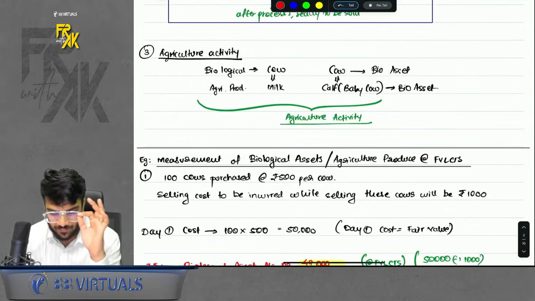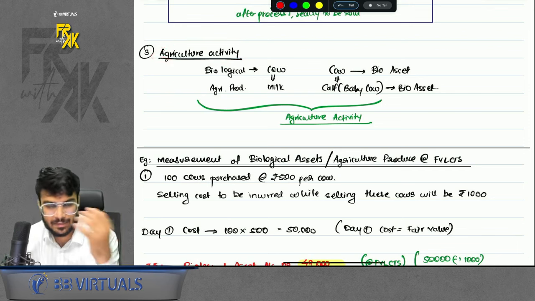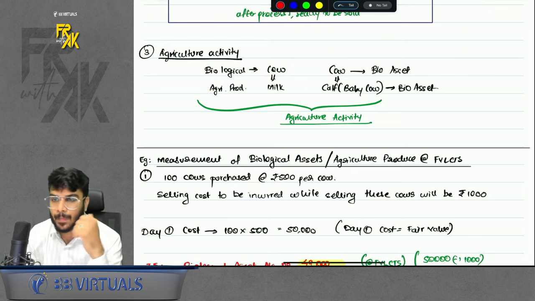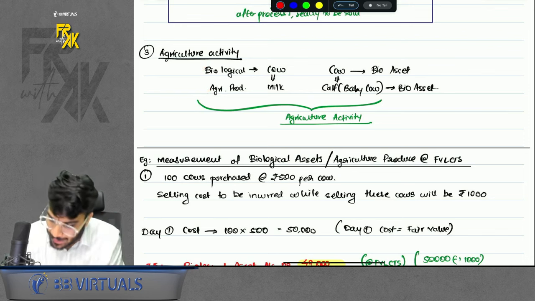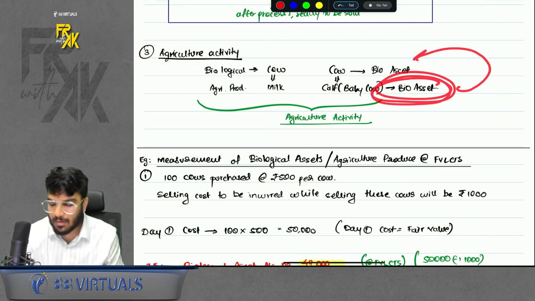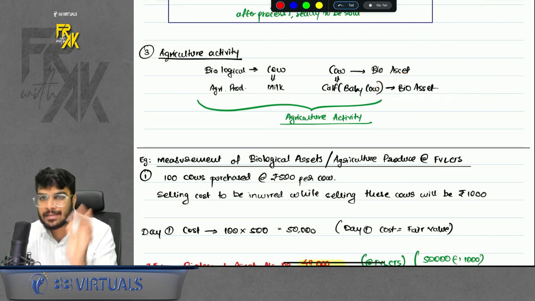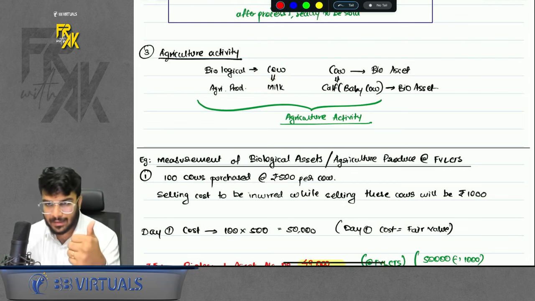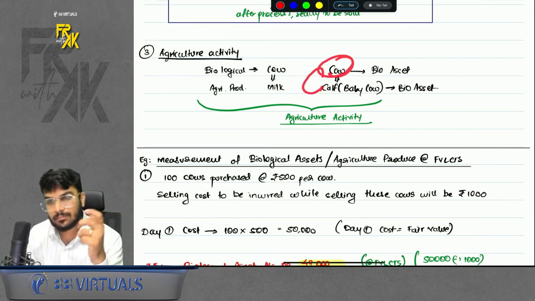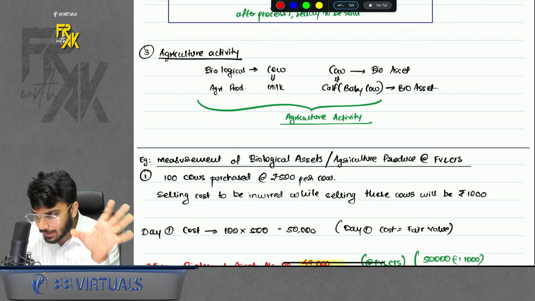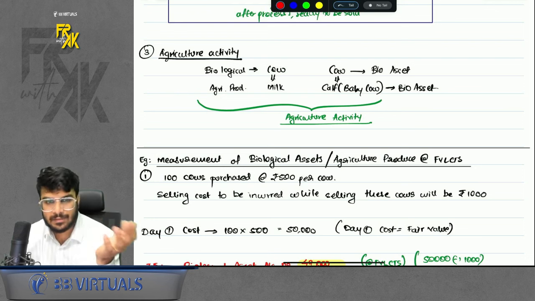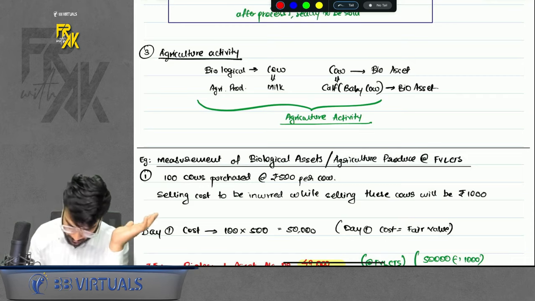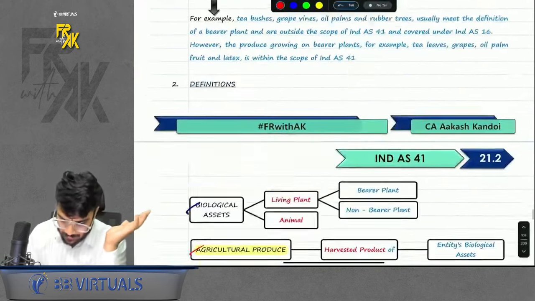Then the third definition is of agriculture activity. What is the meaning of agriculture activity? Whenever the process of removing agriculture produce from a biological asset, or the process of removing additional biological assets from a biological asset, is known as agriculture activity. For example, from cow we get milk, so the process of removing this is agriculture activity. From cow we also get calves, agriculture activity. From trees we grow fruits and vegetables, agriculture activity. Okay, sir, got it. So this was the first point, which was definition.